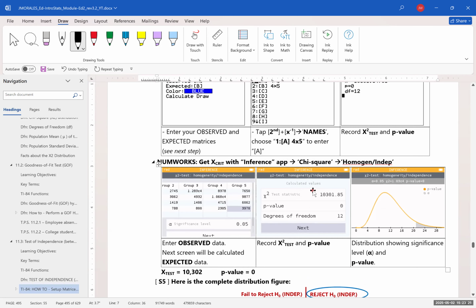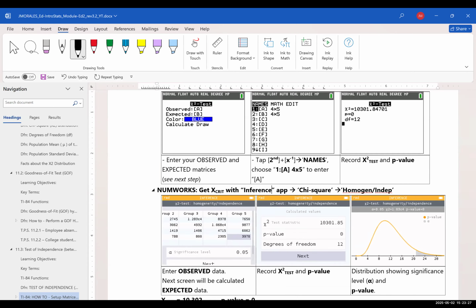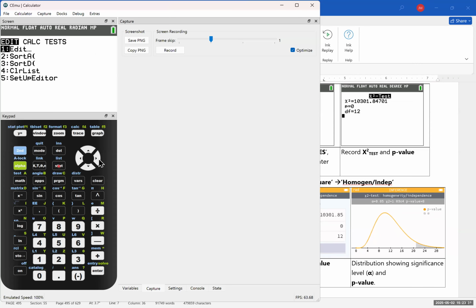Okay, so let's do both of these. So on the Texas Instruments, we're going to go to stat, tests, and we want to go to a chi-squared test. Chi-squared test. All right, so observed and expected.